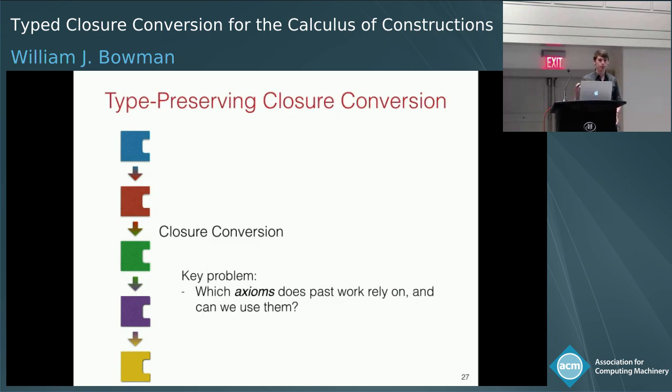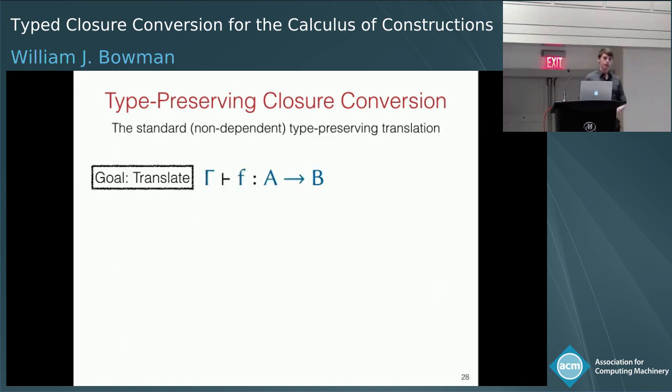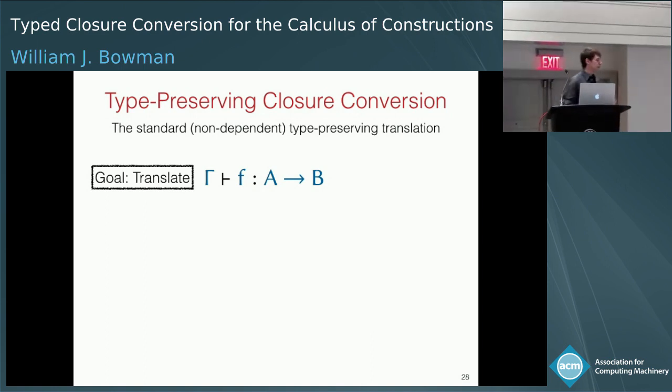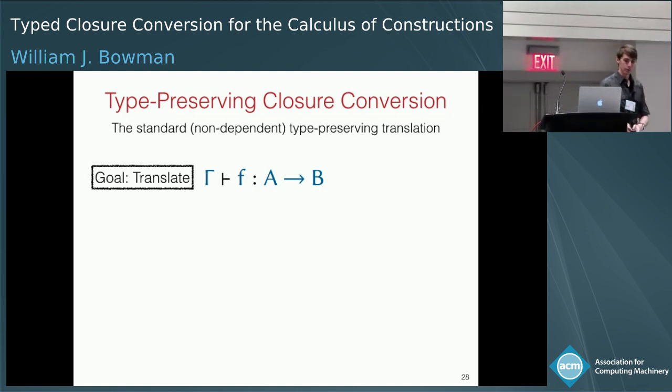In this work, we're going to talk about closure conversion. The key insight is that the reason past translations don't scale is that we need to understand which axioms of the type theory past translations rely on, and whether those are compatible with dependent type theory. Okay, so let's take a look. In order to understand where the axioms lie, let's take a look at the standard non-dependent type-preserving closure conversion.